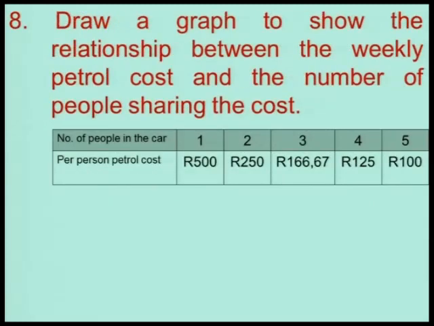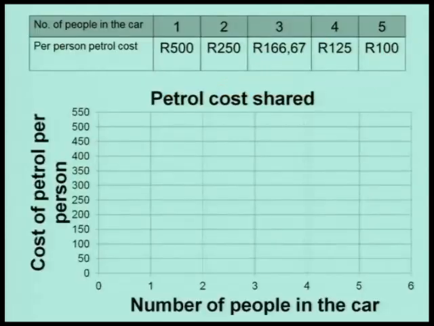Now from here, I can also ask you to draw a graph to show the relationship between the weekly petrol cost and the number of people sharing the cost. There's a table that we also referred to in the previous slide. Remember, they will always give you a grid where you have to draw on. Now let's look at the first point that you need to plot. The first point will be 1 for number of people, and the per person petrol cost is 500 Rand. So you make your first point.